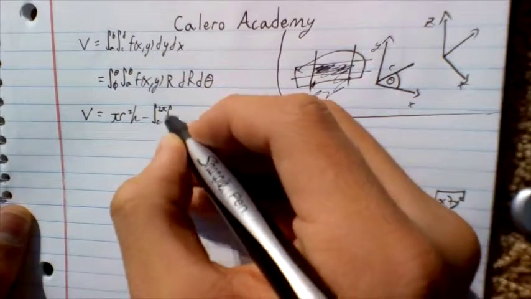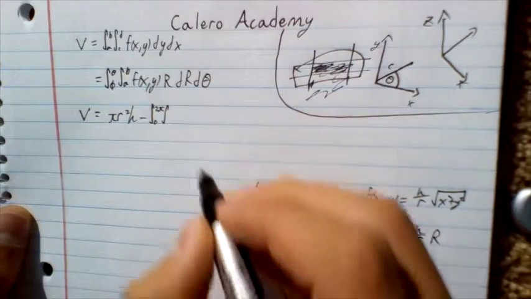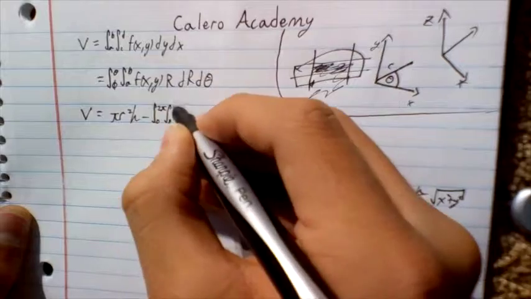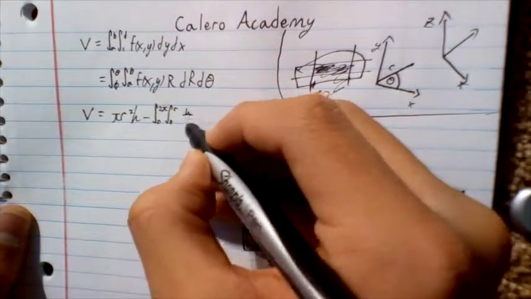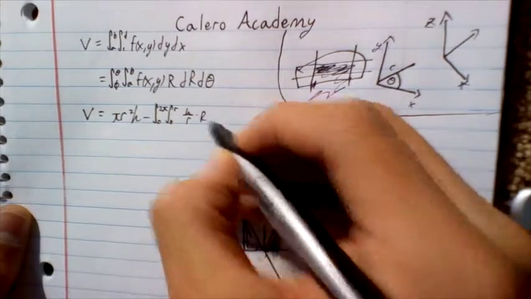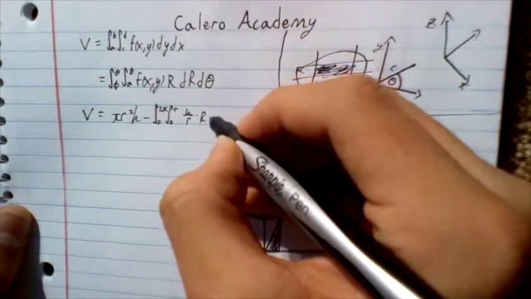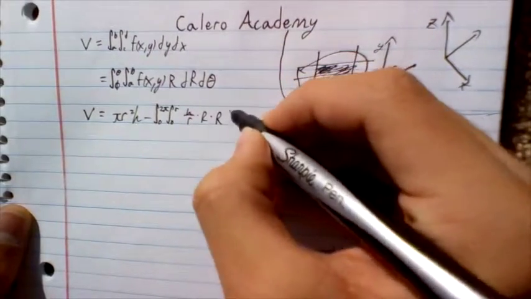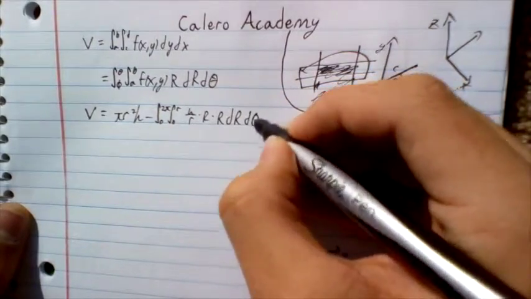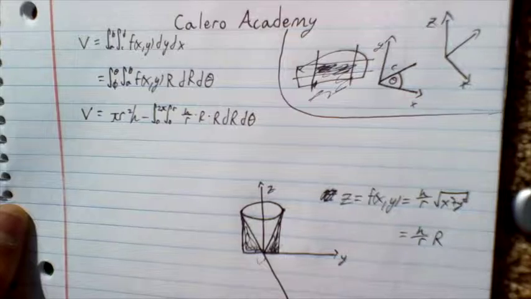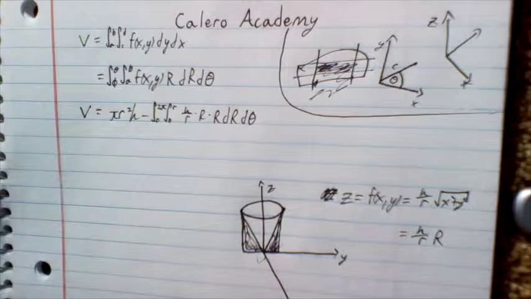So the integral from 0 to 2 pi of the integral from 0 to r of h of r times cap R with respect to cap R and theta. Okay.